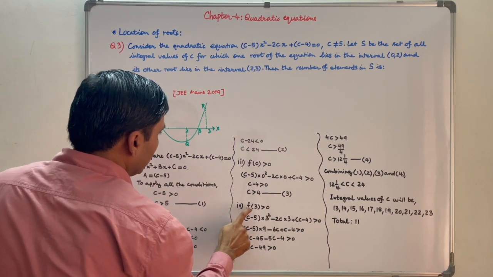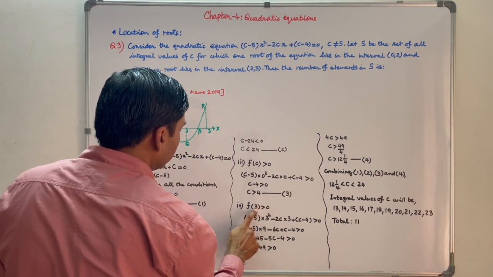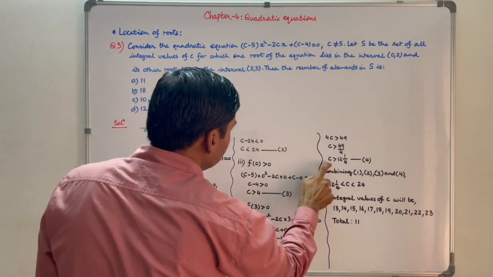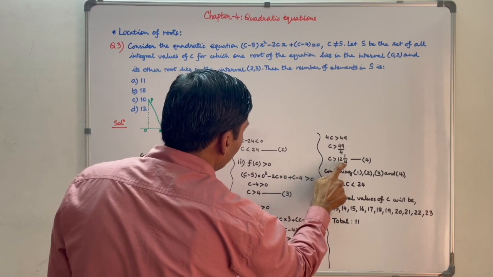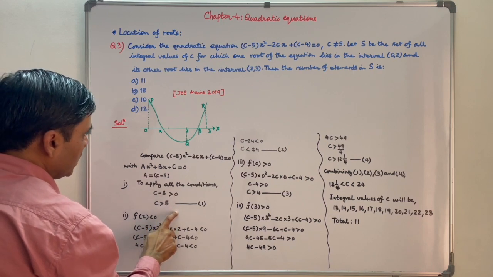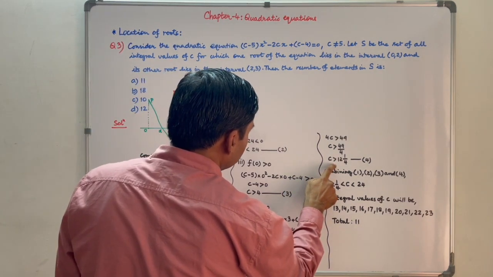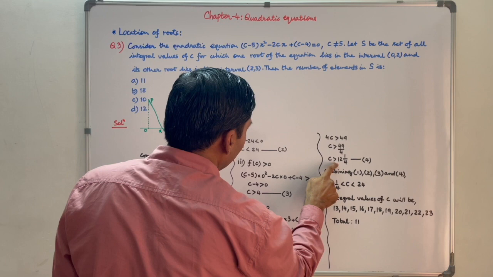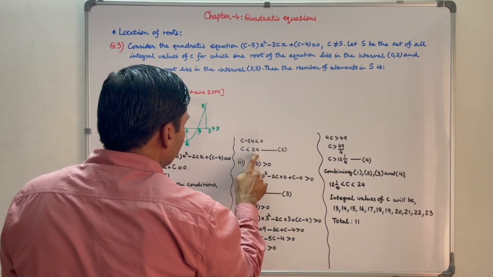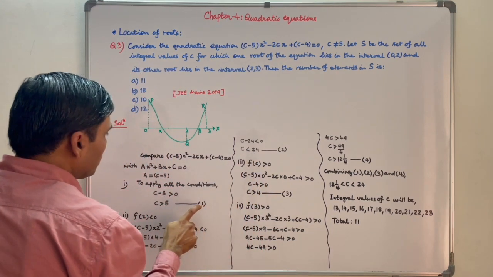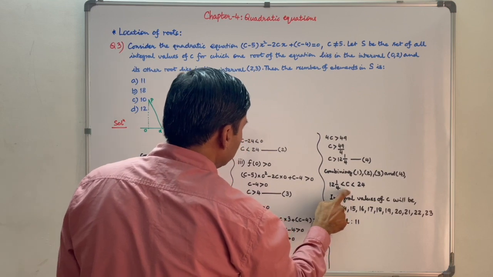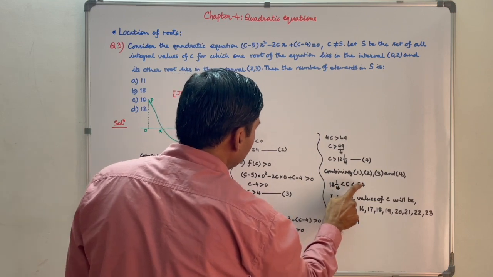Condition number 4, f3 is greater than 0. Put x is equal to 3 in this expression to get f3. So the condition is c is greater than 12 whole 1 by 4. This is point number 4. From point number 1, 3 and 4, we can say that c is greater than 12 whole 1 by 4. From point number 2, c is less than 24. So combining all the points 1, 2, 3 and 4, we can say that c lies between 12 whole 1 by 4 and 24.